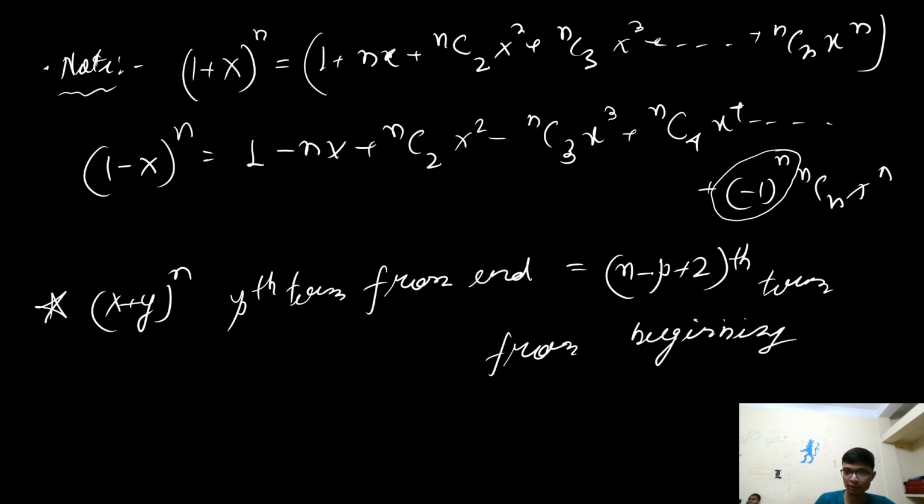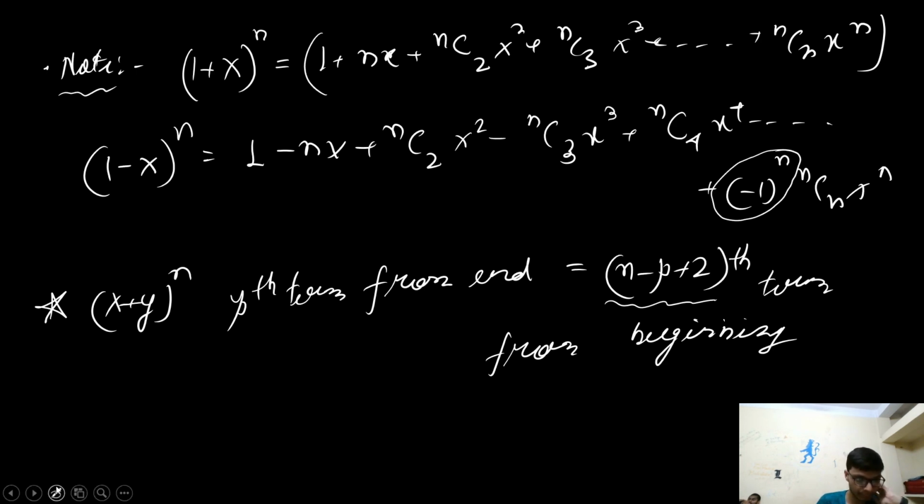But since this particular process is tedious to remember, इससे अच्छा है कि आप उस दोनों बाइनोमियल का जो वेरिएबल है, उसको एक्सचेंज कर दो and then take out the particular term from the beginning and then say that this is the same term which is the term from the end of that original binomial expansion. I hope that particular relation will be clear.